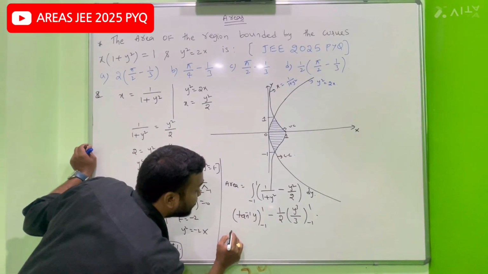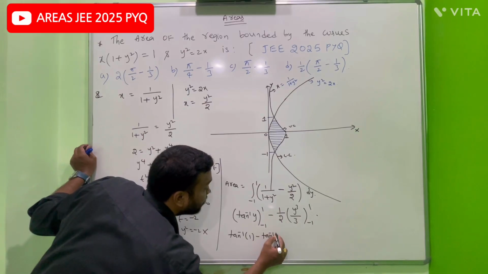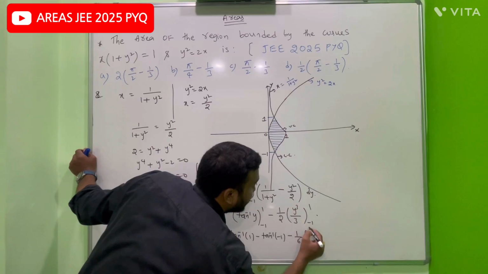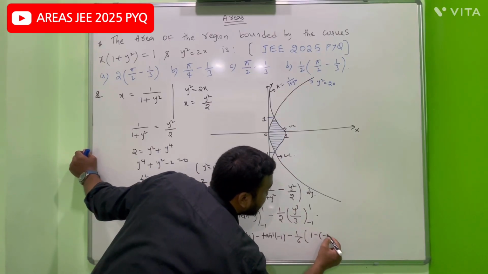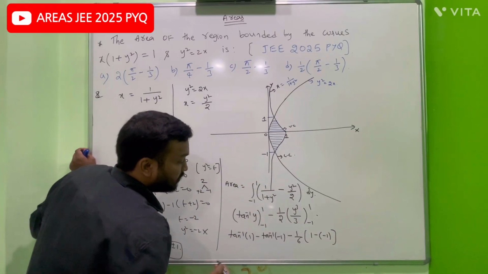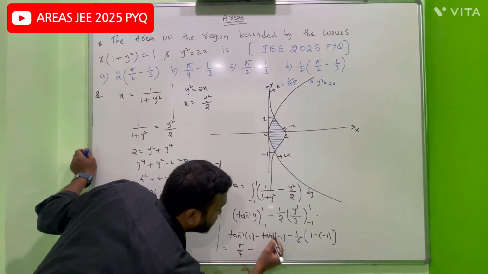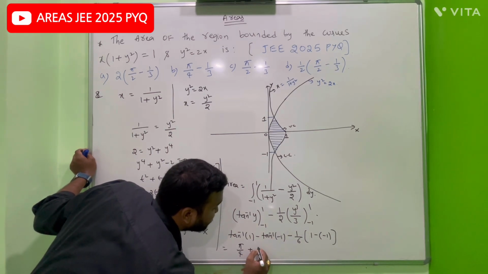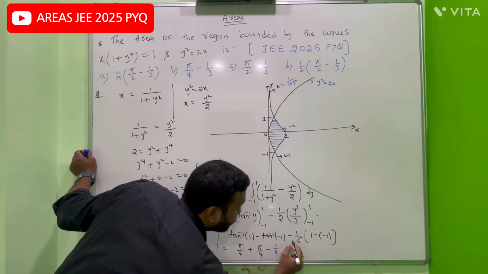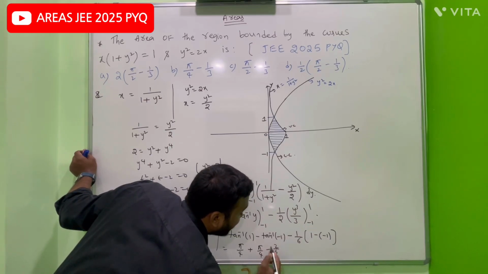Now tan⁻¹(1) minus tan⁻¹(-1), minus 1/6 into y³. The y³ value: 1 minus the lower limit, (-1)³, which is again -1. So that equals tan⁻¹(1), which is π/4, minus tan⁻¹(-1), which is plus π/4, minus 1/6 into (1 - (-1)), that is 2/6.